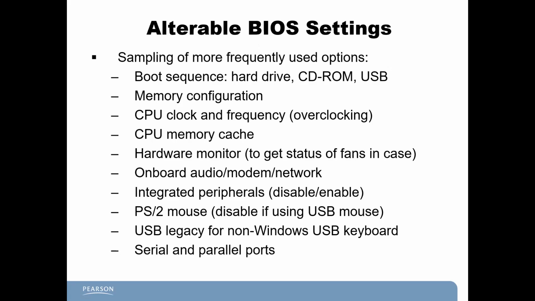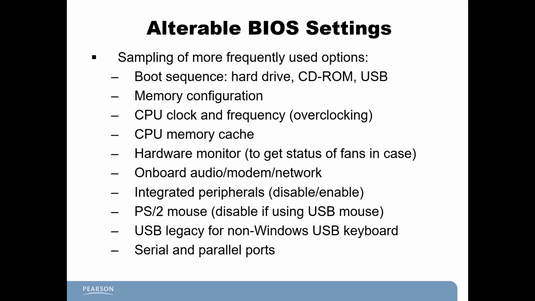Alterable BIOS settings, a sampling of more frequently used options. In other words, what are some of the things that you can alter in the BIOS settings? Precisely, we could enter the boot sequence. That is, if you would like to boot your device from the hard drive, the CD-ROM, or the USB. You can make memory configuration. You can also alter the CPU clock and frequency, overclocking, or allowing your computer to run in a turbo mode.